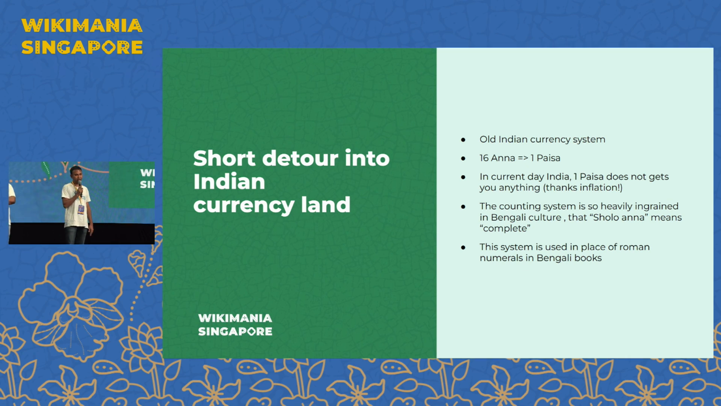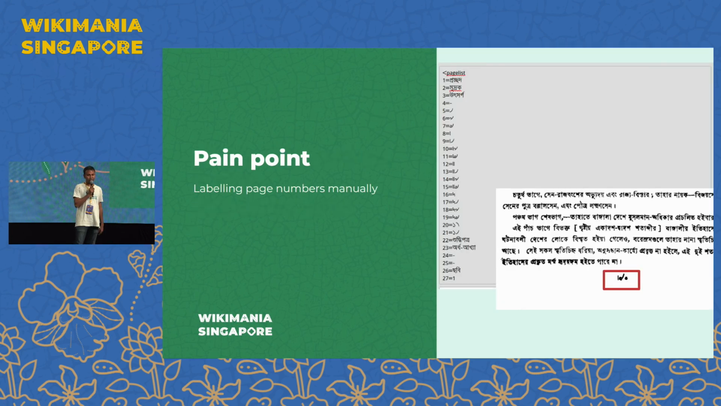This hexadecimal currency system is used heavily in old Bengali books, which were printed mostly before the 1950s in India. And it looks like this, the red ones. Previously, when making an index page or a table of contents, we had to manually put all these markings one by one, because there was no system to do it automatically. So that was our pain point, and Sohom did it, I guess. Yeah.